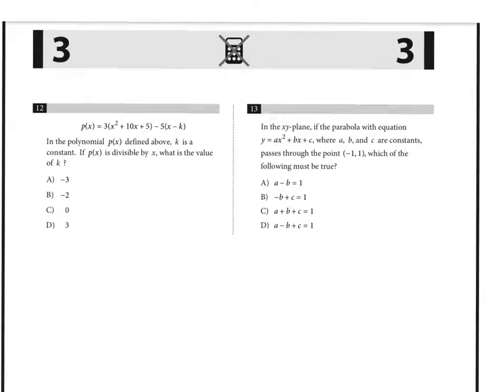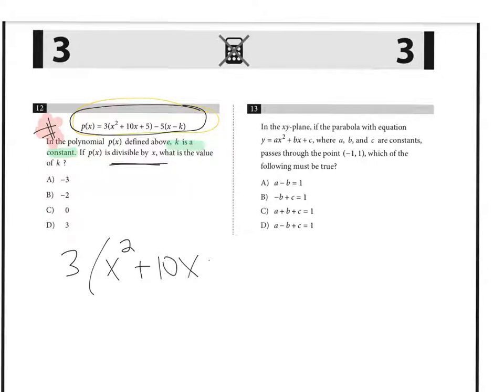Problem 12. In this polynomial p of x, k is a constant. Now that's a term that you want to know about. A constant just means a number. So a constant is a number. If p of x, so if this equation is divisible by x, what is the value of k? I'm going to take this function that they're giving me, and they're telling me that it's divisible by x. Well, I'll get into divisible by x in a second.